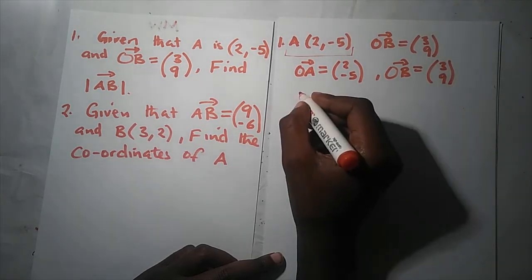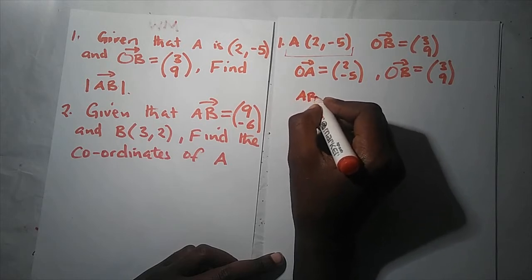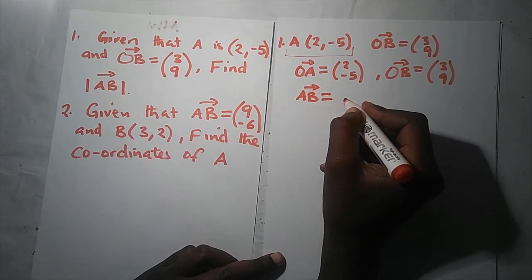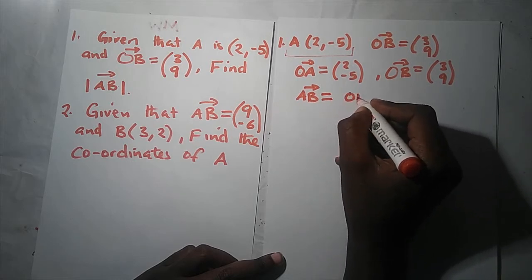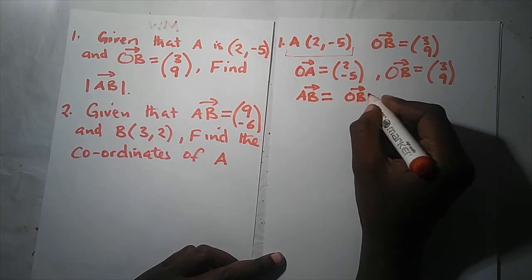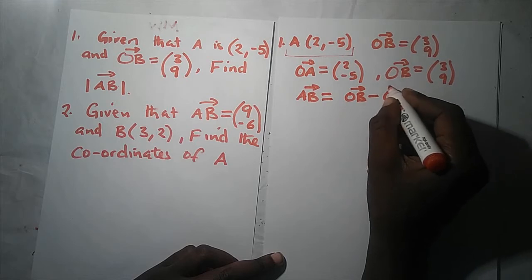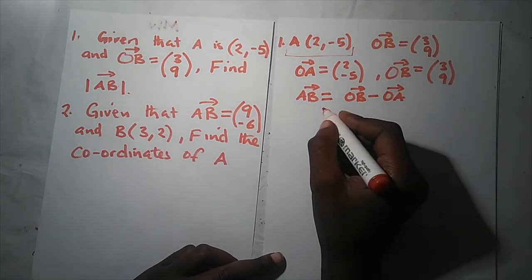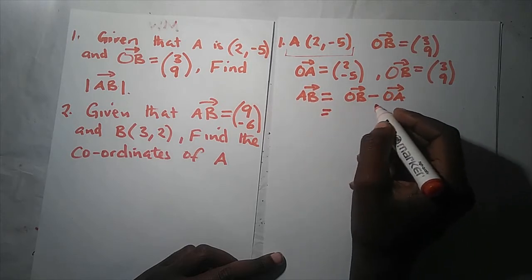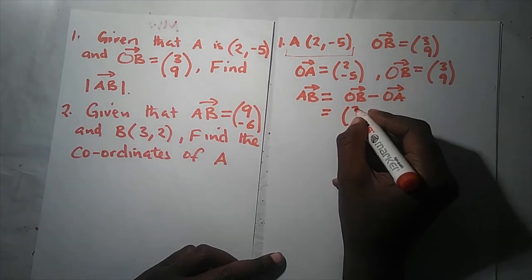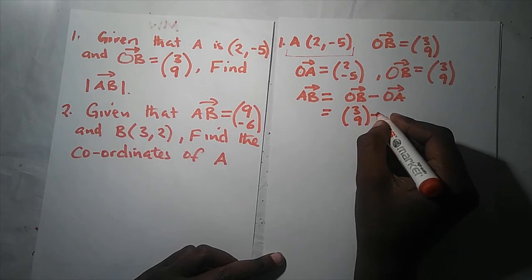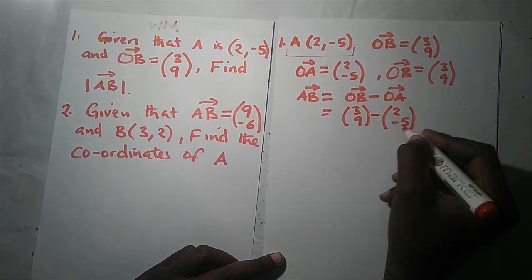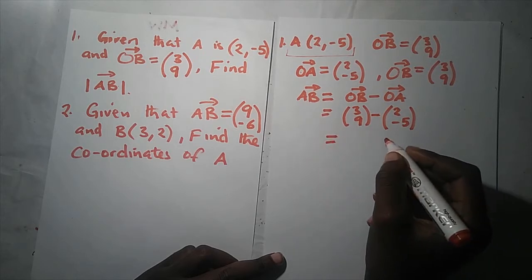And so for us to find AB, we are going to use the vector equation which we derived earlier, which is equal to OB minus OA. Very important formula, this one in vectors. And so we are going to substitute what we have here. So we have OB here, which is 3 and 9, minus OA, which is 2 and -5. And then we are going to subtract here.